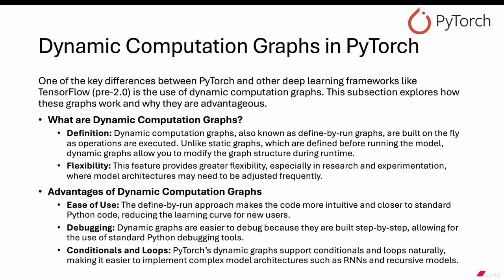What are the advantages of dynamic computational graphs? First one, ease of use. The define-by-run approach makes the code more intuitive and closer to standard Python code, reducing the learning curve for new users. Debugging: dynamic graphs are easier to debug because they are built step by step, allowing for the use of standard Python debugging tools. Conditionals and loops: PyTorch's dynamic graphs support conditionals and loops naturally, making it easier to implement complex model architectures such as RNNs and recursive models.